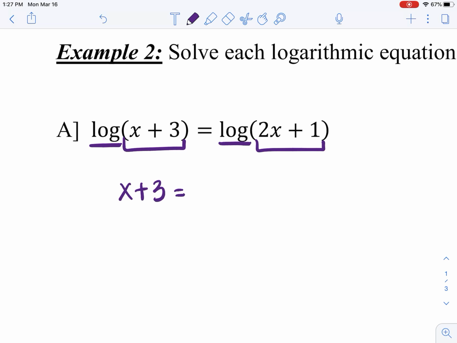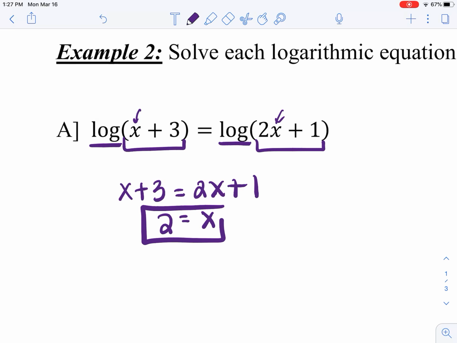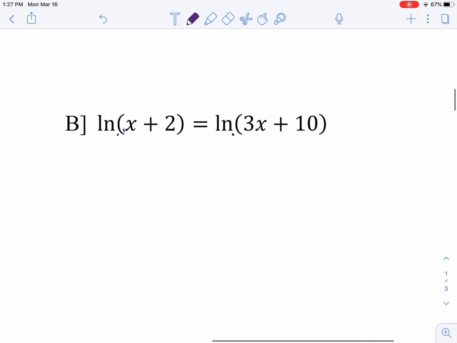They're probably the easiest ones. x plus 3 equals 2x plus 1, and then solve that. So subtract x, you get x, subtract 1, you get 2, x equals 2. Once again, you want to check your answer. If I plug in 2 here, 2 plus 3 is 5. That's positive, so that's good. 2 times 2 plus 1 is 5. That's positive, that's good. So x equals 2.